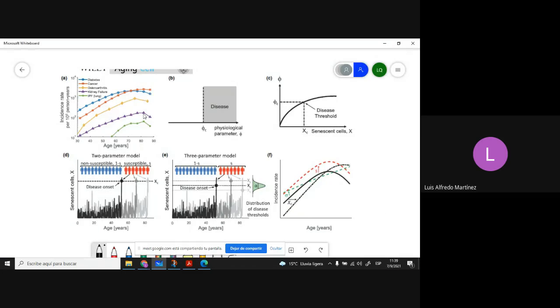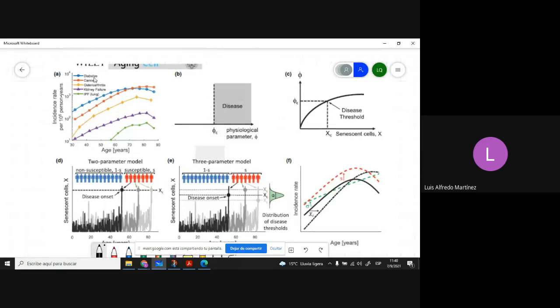In figure 1, we can see the incidence rate per 100,000 people. There is an increase in the number of people who are affected by the disease depending on age. In this case, diabetes, cancer, and osteoarthritis, kidney failure, and disease of the lung, IPF. IPF is idiopathic pulmonary fibrosis.